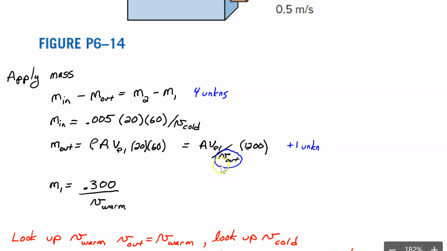So this one's not really unknown. I'm going to be able to look it up. I'm also going to look up the V cold. So give it some thought as to what you're going to do, because you've got to find it in a table or somewhere.